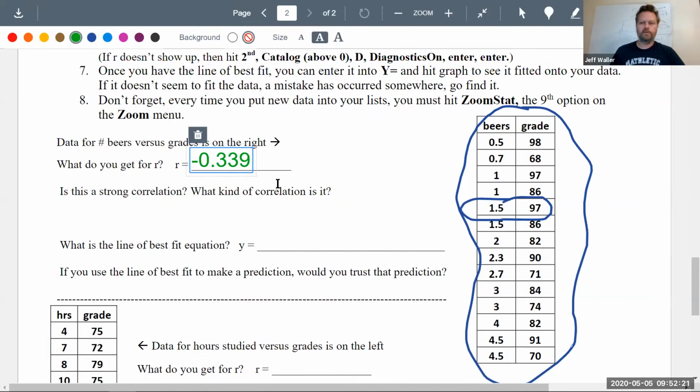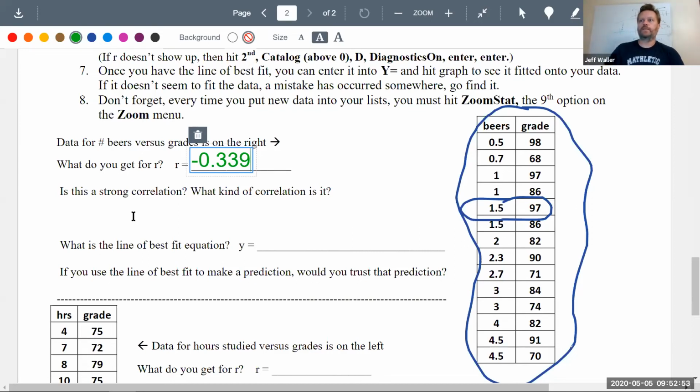What do you choose after entering second? Oh, Ian, you're back there. Okay. Second 0. Hit the D button. See the button that's got a D above it? It's the X to the -1 button. Hit that. So now you should be in your D section. Scroll down to diagnostic on, hit enter, enter. Then you got to go back in and recalculate. You got to go back into stat calc number 4, recalculate it, and then the R should show up.